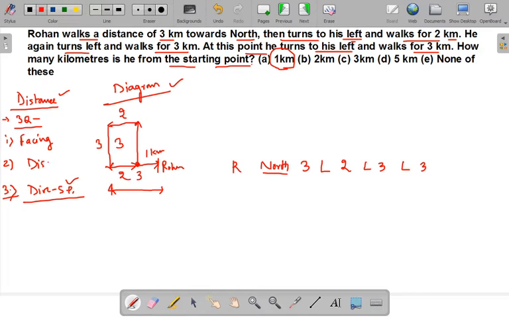For facing, he started from north. We'll do a pairing, LL and L. This will be the pairing LL and L. So from north, if you take left and left, it will be opposite.